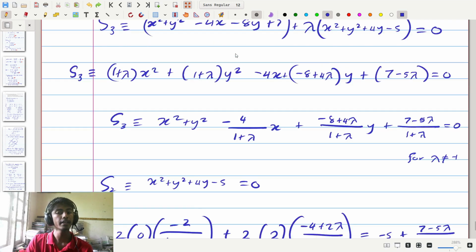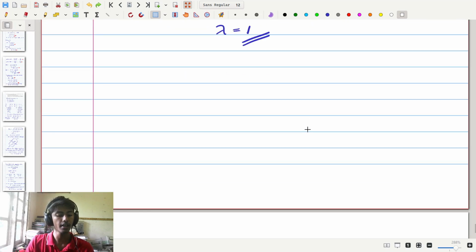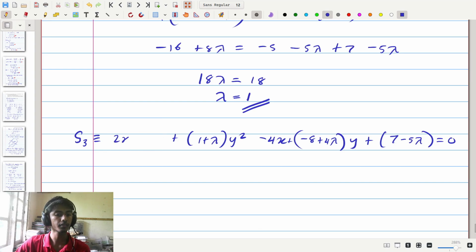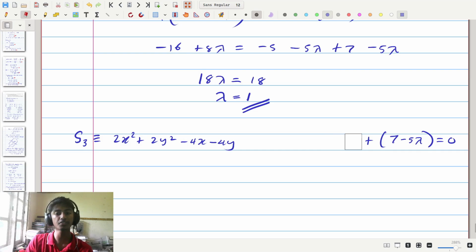So therefore, going up, if we take this equation right here and substitute in lambda equals 1, we'll get S3 being given by 1 plus 1, which is 2 times x squared, or 2x squared, plus 1 plus 1, or 2y squared, so plus 2y squared, and then minus 4x, that one remains as it is, minus 4x, and then minus 8 plus 4 lambda, which is minus 8 plus 4, which is minus 4, so minus 4y, and then 7 minus 5 lambda, which is 7 minus 5, which is equal to plus 2 equals 0.